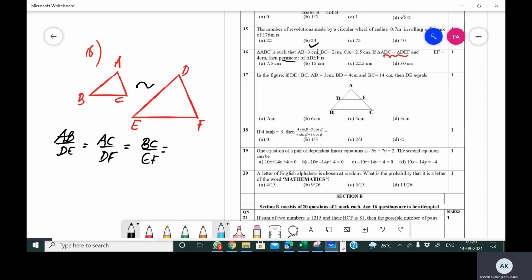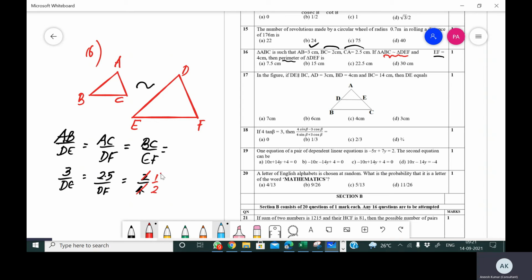Here it is given AB is 3, and DE is not given in this question, so we can just write DE, okay, is equal to AC, or it is given CA. CA is 2.5 by DF. DF is not given in this question, so we can write DF simply, is equal to BC is given, BC is 2, and EF is given at the end of this. You can see EF is 4. So this last portion we can simplify. It tells, okay, it tells like this. It is half.